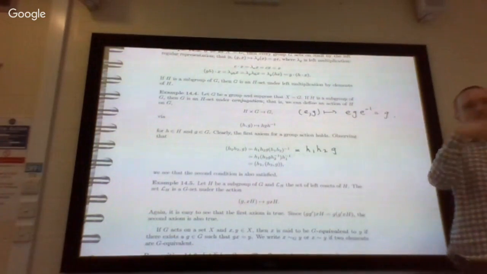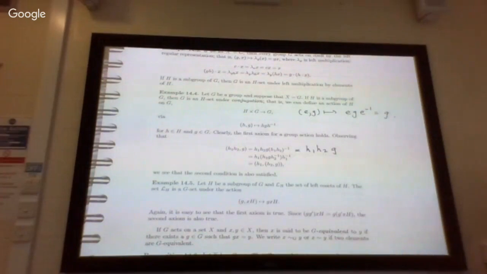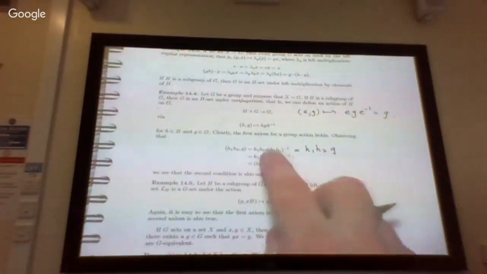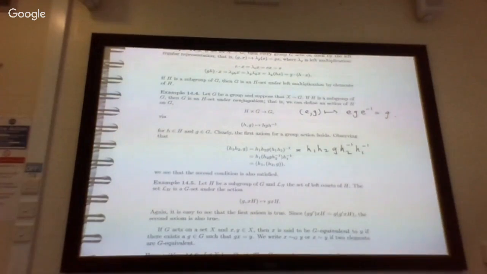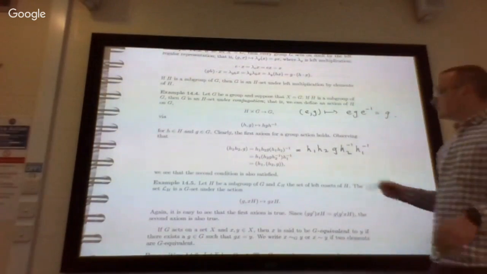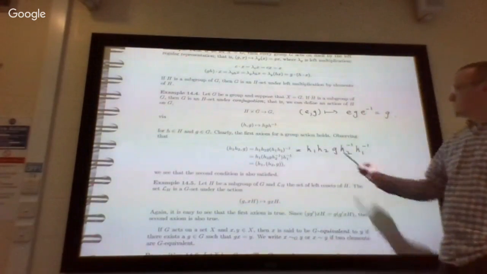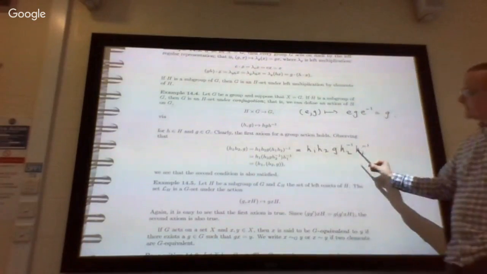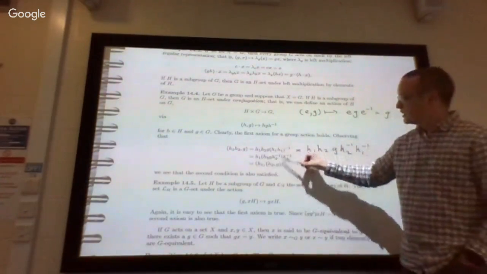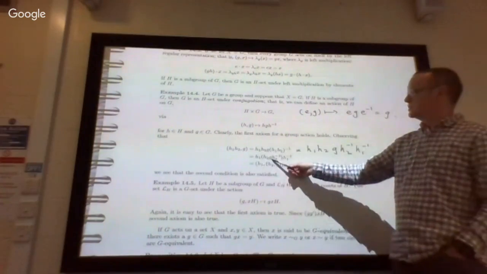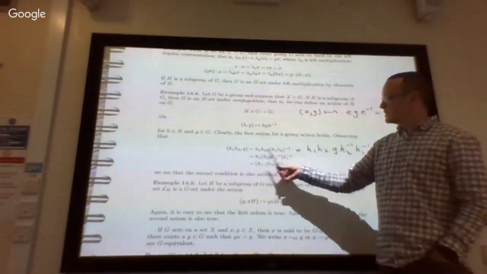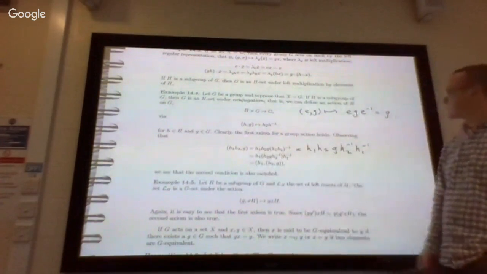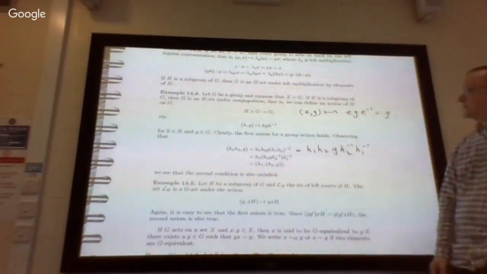An inverse of a product is the product of the inverses, but in the opposite order. So the inverse of H1 H2 is exactly H2 inverse H1 inverse. Okay? But then you're just basically applying associativity. You consider this long product of 5 elements as being this inner product of 3 elements, H2 G H2 inverse, and then multiplied on the left and right by H1 on the left and H1 inverse on the right. Okay, that's just straightforward associativity.